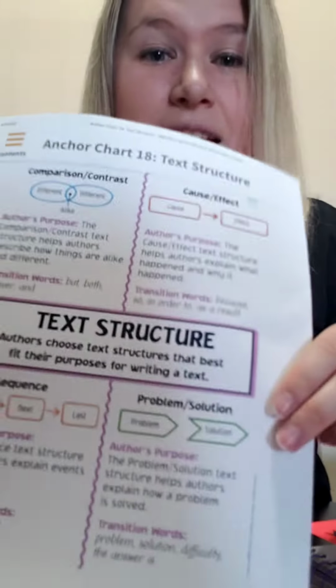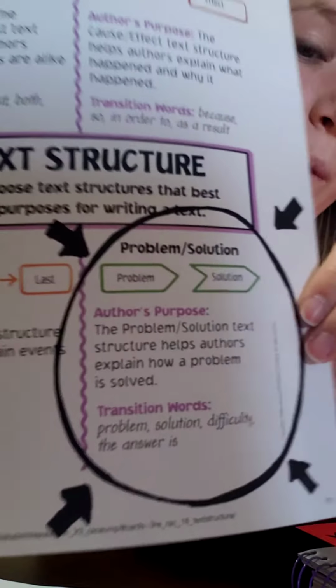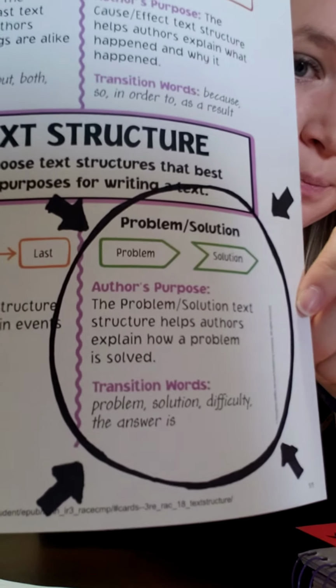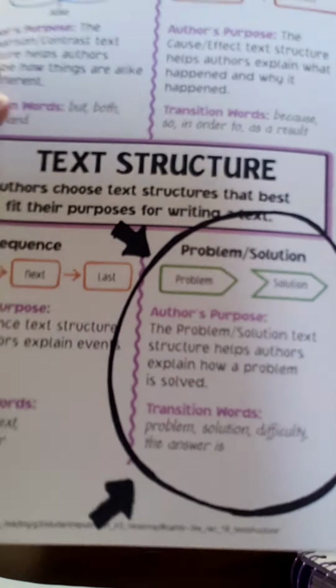But today, we're going to focus on this one down here, problem and solution. So when we are looking at problem and solution, this is where the author states a problem, but they also explain how it's fixed. So when we have a problem in a story, something is just not working out, right? The character can't do something, the character can't go somewhere, the character can't fix something. Those are called problems or conflicts.